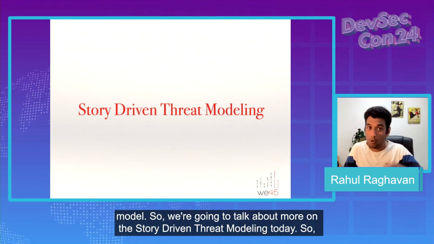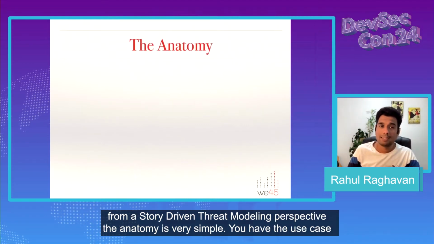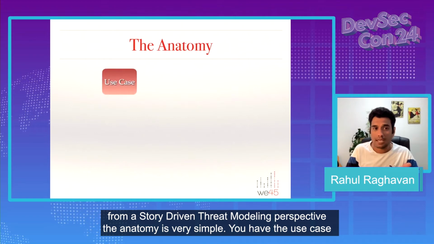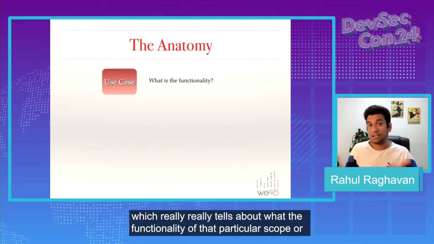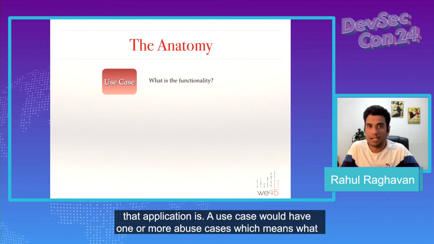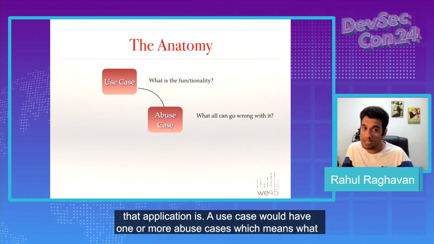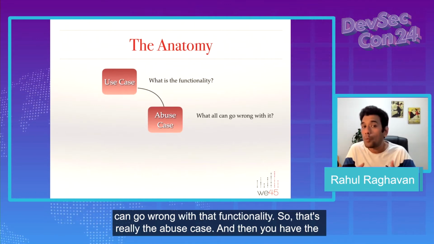So we're going to talk more about story-driven threat modeling today. From a story-driven threat modeling perspective, the anatomy is very simple. You have the use case, which tells about the functionality of that particular scope or application. A use case would have one or more abuse cases, which means what can go wrong with that functionality. So that's really the abuse case.